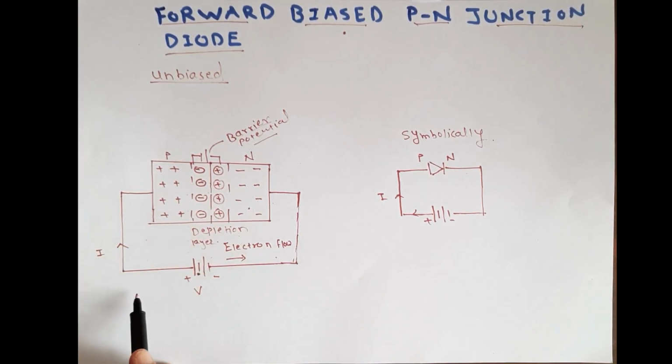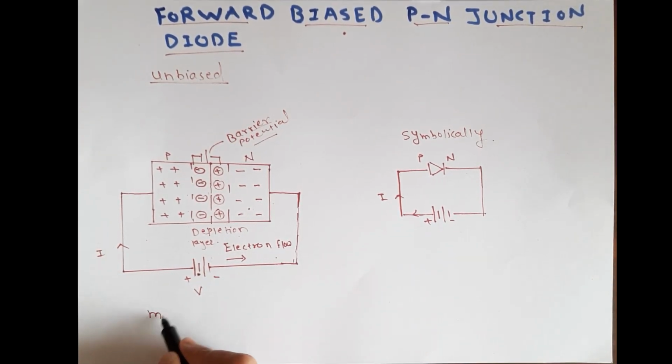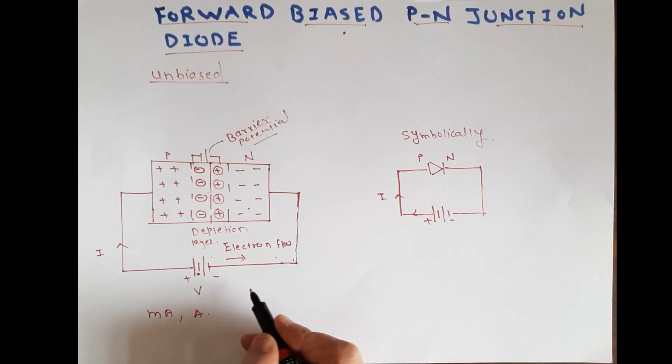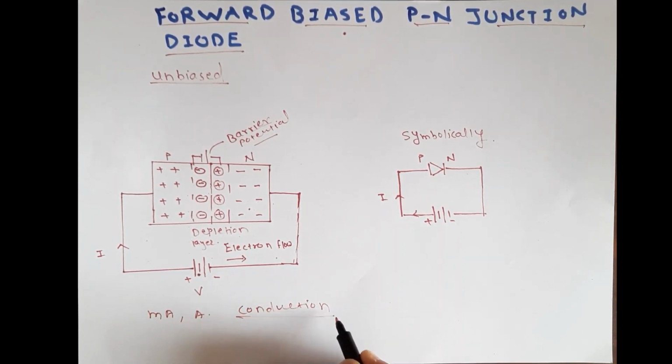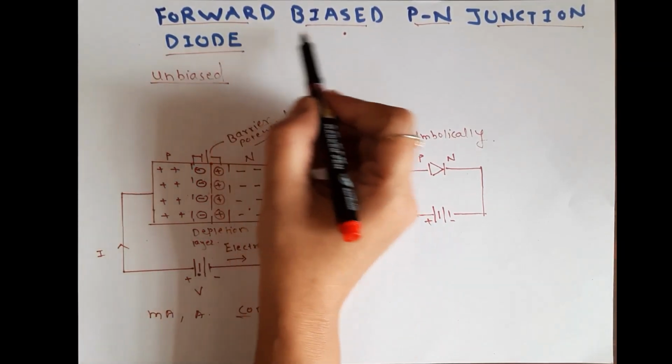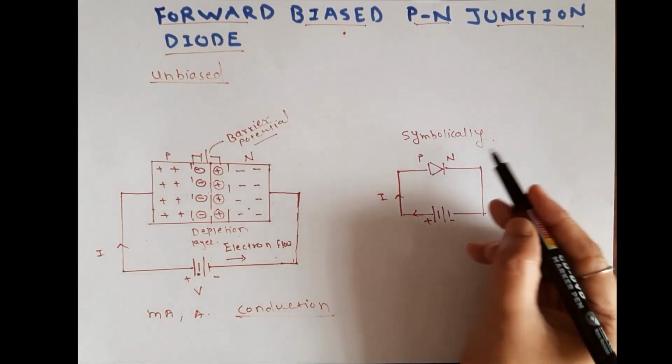So in the forward bias, maybe a few milliamperes to ampere current is there, and it acts as a closed switch and conducts heavily. So in this case, the conduction is more and it is heavily conducted in the forward bias condition.